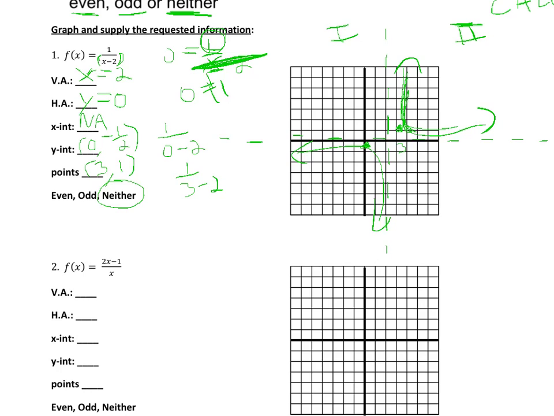And if you wanted to check it, we already plugged this point in, (3, 1). I'm going to plug in -3. Right? I plug in the opposites. If I plug in -3, I have 1 over -3 minus 2, and that gives me -1/5. All right, this is completely different from the 1. Remember, if I would have gotten +1 here, it would have been even. If I would have gotten -1 here, it would have been odd. But it's completely different, so it's neither.